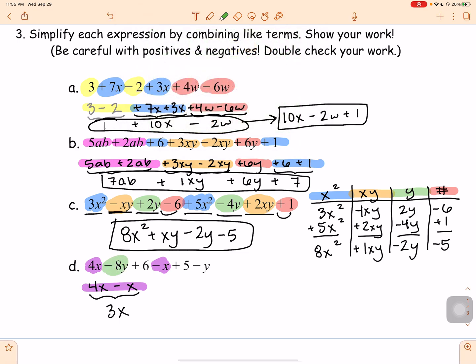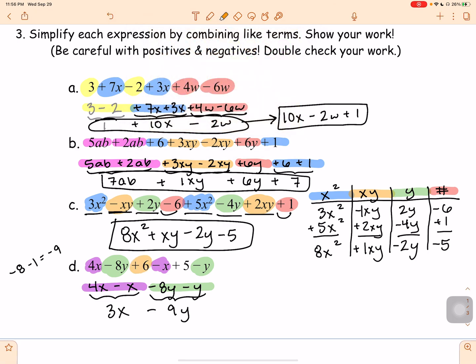And then now I have negative 8y, negative 8y minus y. So I want to be careful with that negative. Remember, you guys can use a calculator. So this is really negative 8 minus 1 is what you would do in the calculator, just to double check, or you can use a number line. Negative 8 minus 1 is negative 9. So negative 8y minus y is negative 9y.